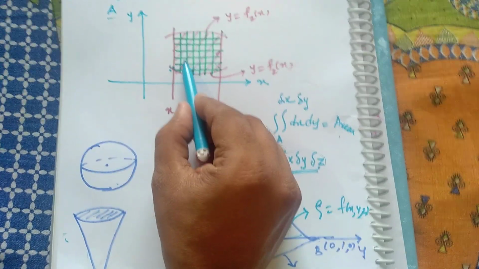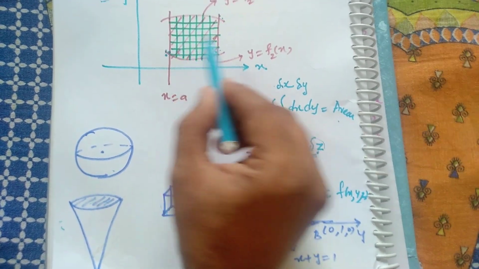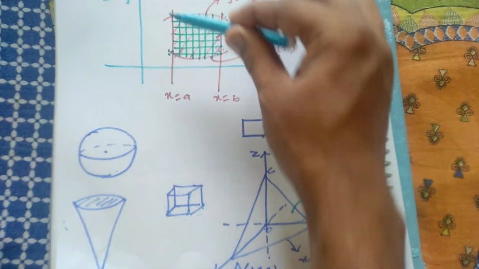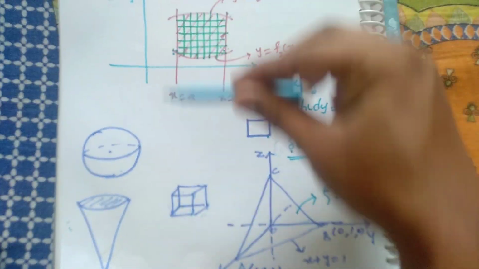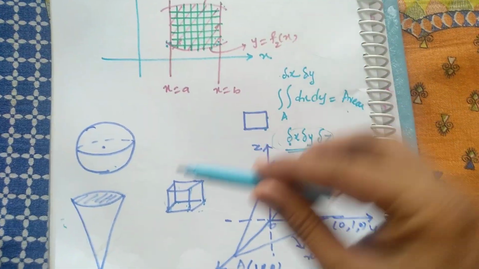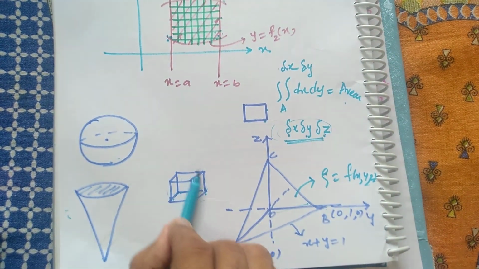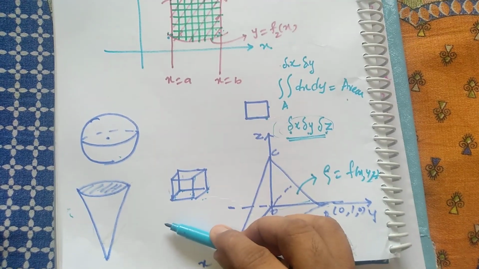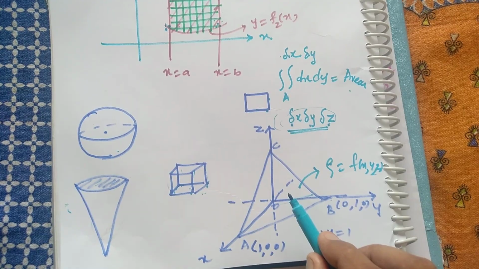Correct? So when you understand triple integration, there is one concept you have to understand: you break the area into a number of rectangles by drawing lines. In 3 dimensions, this line will become a plane. This will become a plane, and one more plane will be added along the z axis. So this is one plane, this is another plane, and this is one more plane. They will form a rectangular parallelepiped in this case.